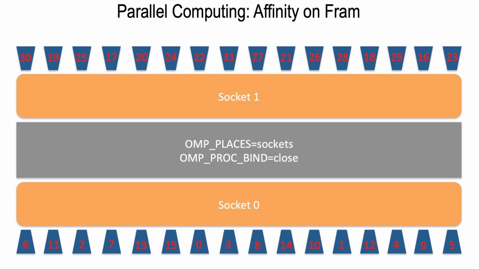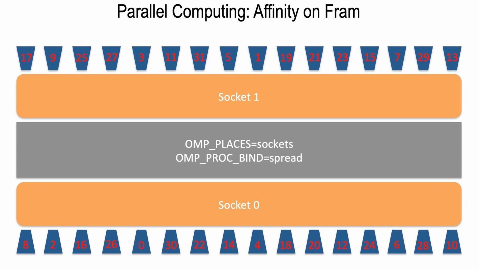In the illustration, when places are set to sockets and processor binding is set to close, the first threads, numbered from 0 to 15, are randomly assigned to socket 0. Subsequently, the remaining threads, from 16 to 31, are distributed randomly across socket 1. This arrangement means that the initial 16 threads share one cache system, while the subsequent 16 threads share the other cache system.